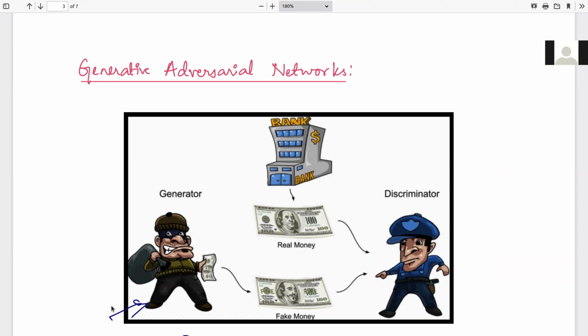So here is a very simple comic example of what GANs do. So in GAN, suppose there is a bank, and the bank is printing this money, which is the real currency. And then there is also gambler.